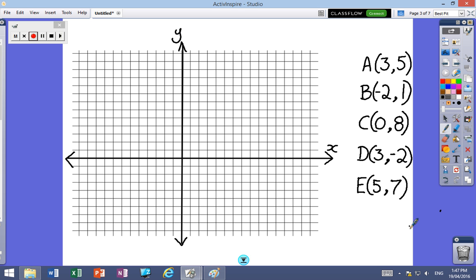Now hopefully you remember this from 7, 8 and 9. What we're going to do is plot some points onto the number plane. And we need both left and right and up and down. We need x and y to plot points. And luckily, they always come in the order that we learnt them. The x value, the left and right, will always come before the y value.